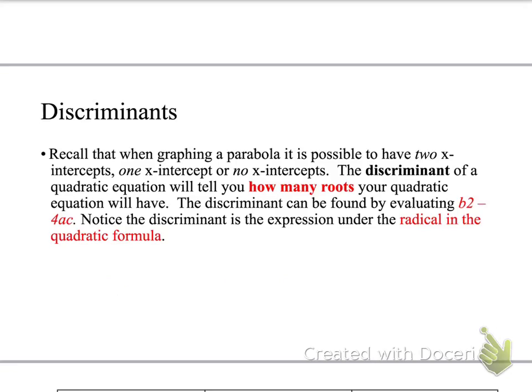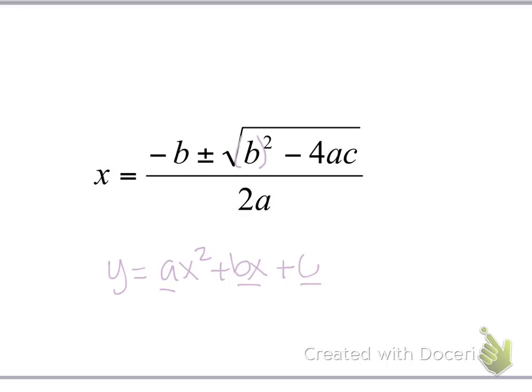Okay, so discriminants. When we're graphing a parabola, it is possible to have two x-intercepts, one x-intercept, or none. So one solution, two solutions, or none. The discriminant of a quadratic equation will tell you how many roots your quadratic equation will have, so it will tell you how many times it crosses the x-axis. This is found by looking at what's underneath the radical. So if we just do this part here, it will tell me how many times I will cross that x-axis.